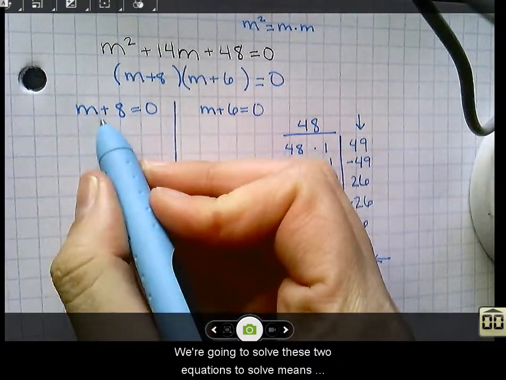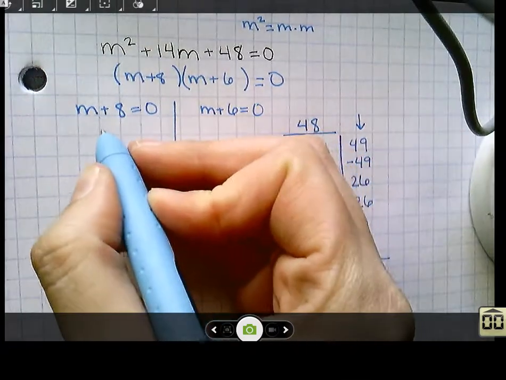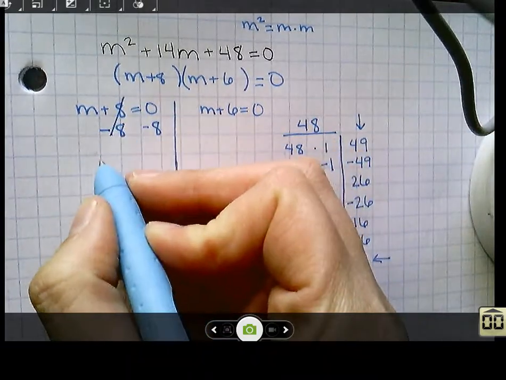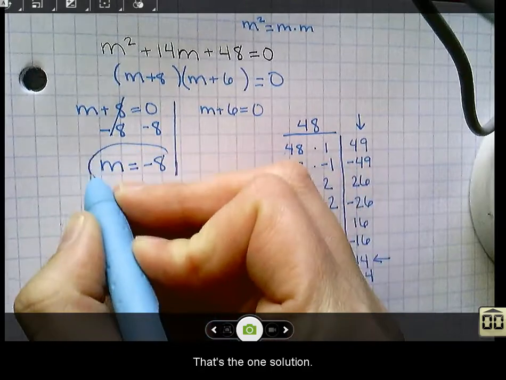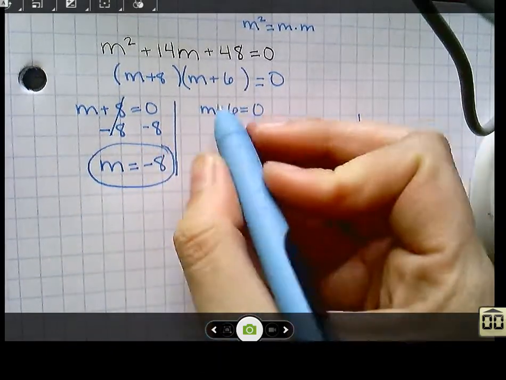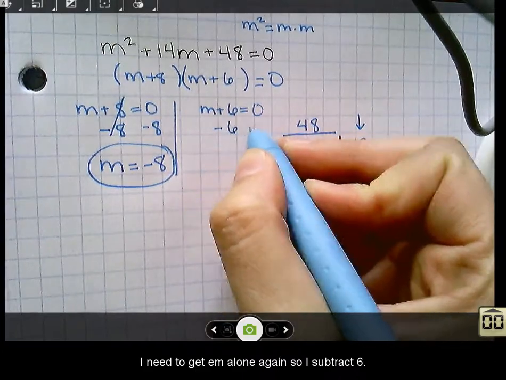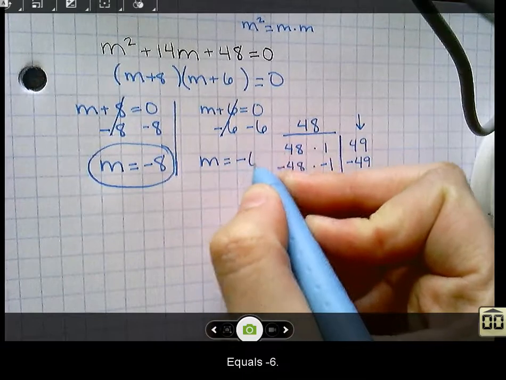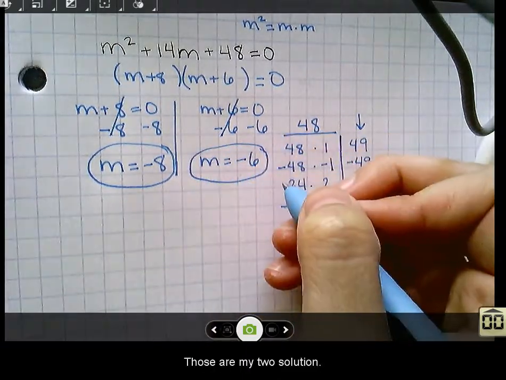Well, to solve means you're getting m alone, so I need to take this 8 to the other side. How I do that is I subtract 8 on both sides. Finally, I have m equals negative 8. That's one solution. Now over here, I need to get m alone again, so I subtract 6 and subtract 6. m equals negative 6. Okay, those are my two solutions.